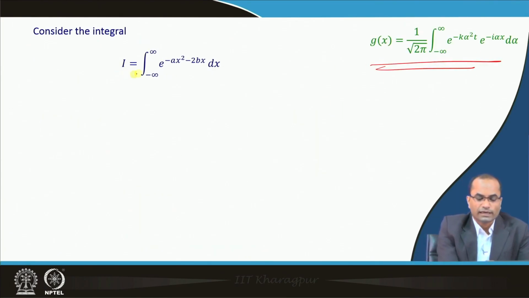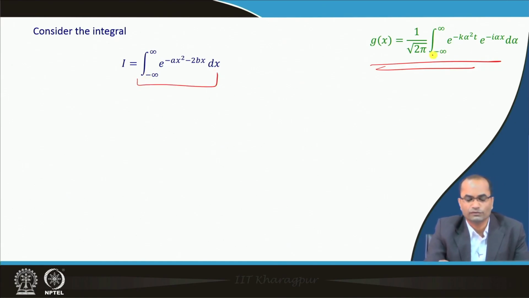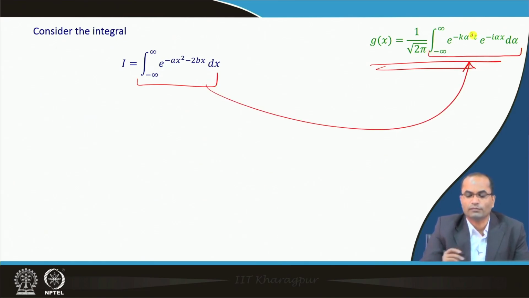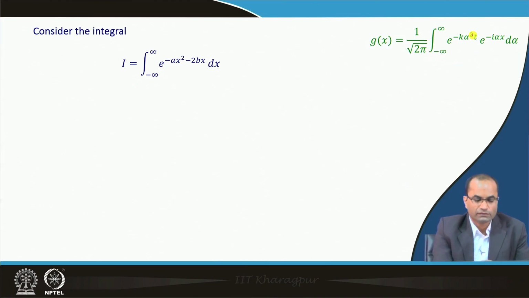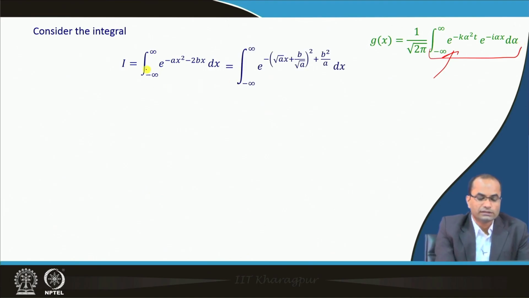Let us assume this. We consider another integral, and later on we will see that this integral is actually related to the integral in hand here, which is e power minus k alpha square t minus e power I alpha x. So, we consider this integral first, and then we will see how this is related to the integral in hand. So, this is minus infinity to plus infinity, this minus a x square minus 2 b x we have written as a whole square term.